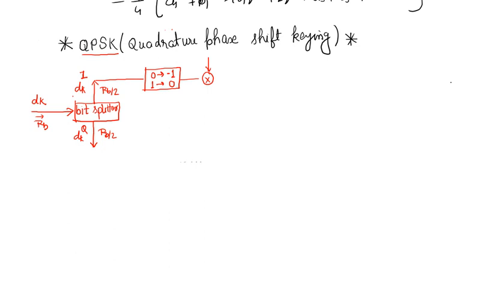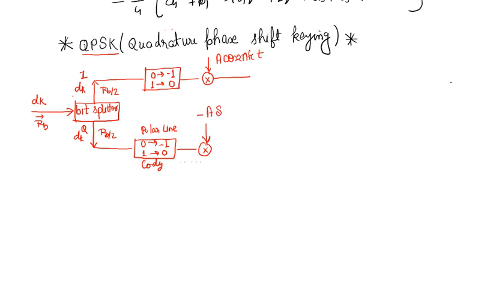And then, this upper branch is similar to BPSK performed over dki. Similarly, for the lower branch, we will again apply polar line coding. And then it gets multiplied with minus a sine 2 pi fct.